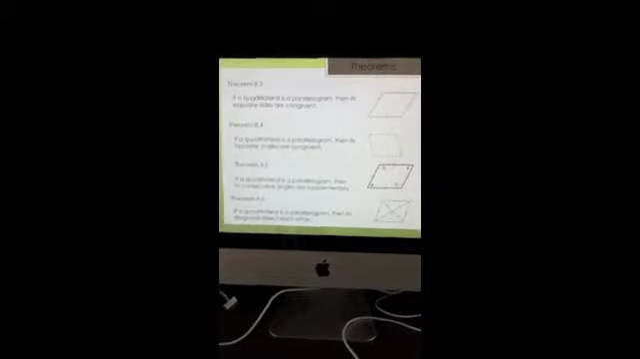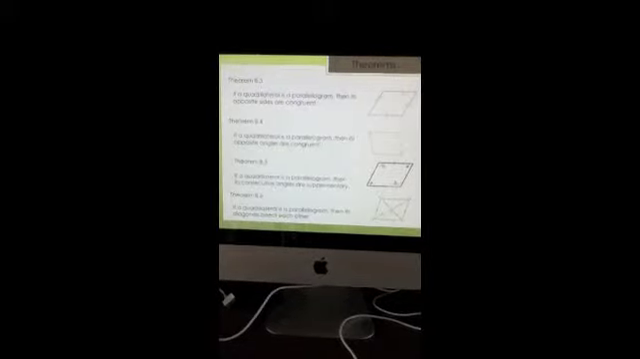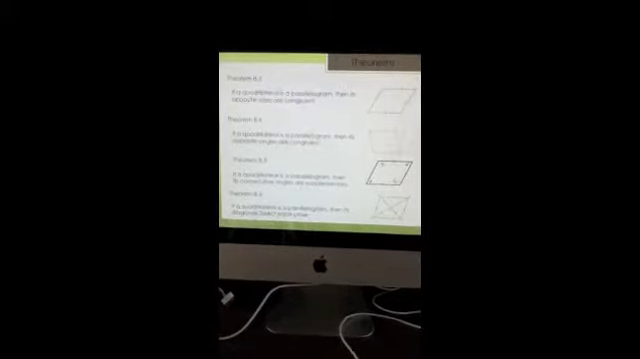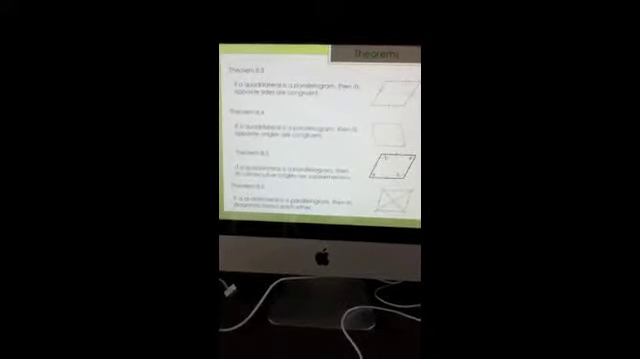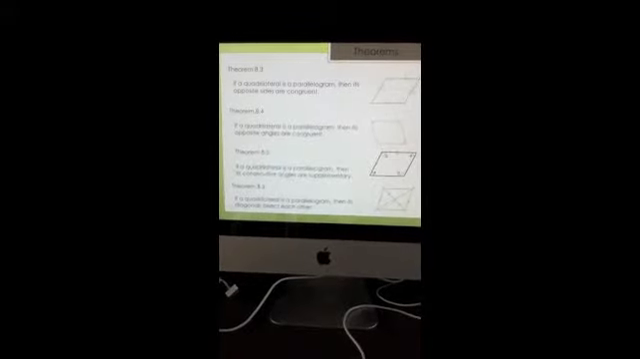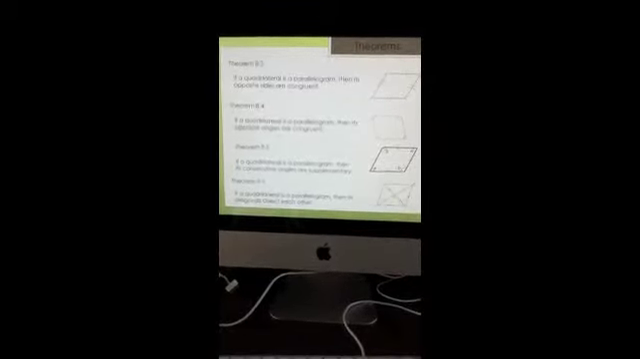Theorem 8.3 states that if a quadrilateral is a parallelogram, then all opposite sides will be congruent. Theorem 8.4 states that if a quadrilateral is a parallelogram, then all opposite angles are congruent. Theorem 8.5 states that a parallelogram always has consecutive angles that are supplementary. For example, angle A plus angle B will always equal 180 degrees. Theorem 8.6 states that a quadrilateral is a parallelogram if and only if diagonals bisect each other.